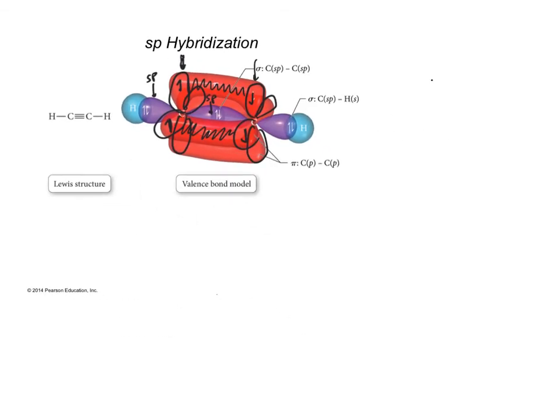So we go back to the Lewis structure here. We had a sigma bond, a single bond, right? For the carbons, though, this triple bond ends up being the formation of a sigma bond down here. So we have one sigma, but then we also get two of these side-on orbital overlaps, which is two pi bonds. So a triple bond is essentially the combination of a sigma and two pi bonds.